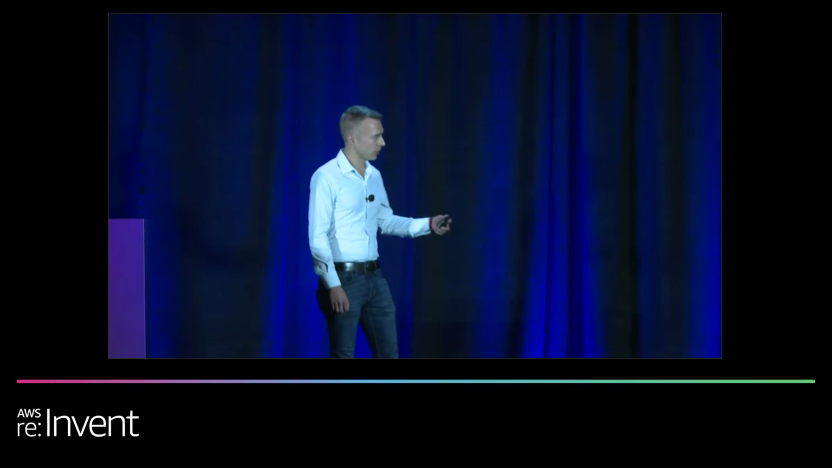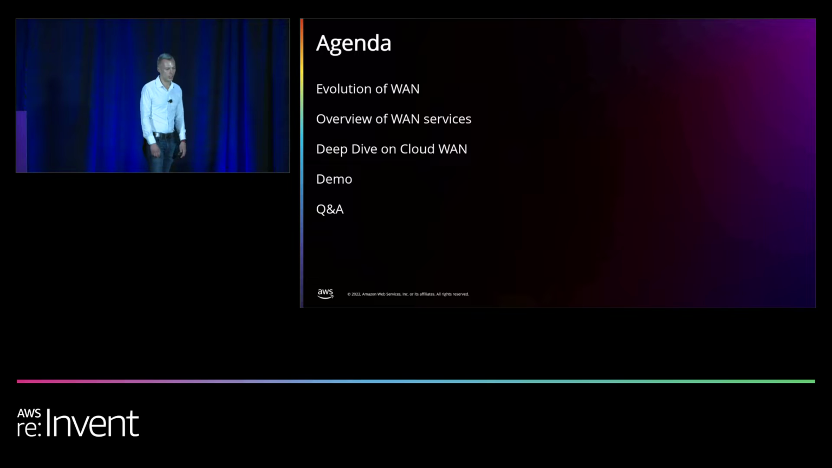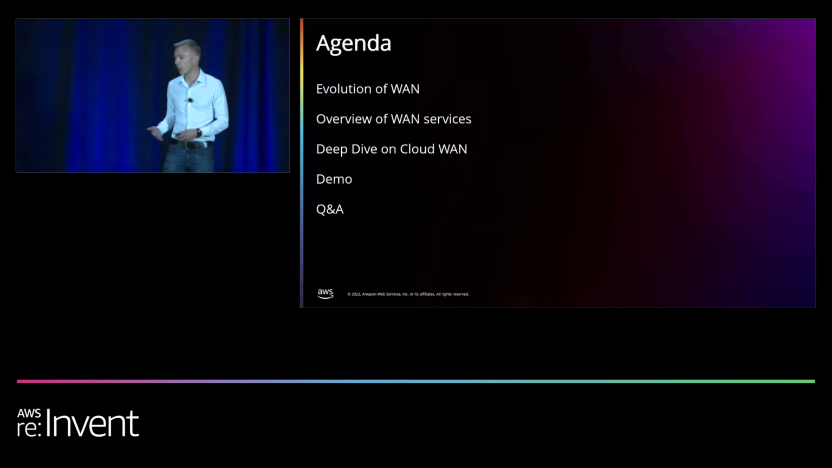So we'll start with a brief agenda, and we're going to talk about the evolution of Cloud WAN and WAN in general and how we got to where we are today. Talk about the AWS services that enable you to build your global WAN. Then we'll deep dive on Cloud WAN specifically, go through a demo, and then answer all of your questions. We're the last session here, so we'll stay as long as there are questions. We'll make sure we get those answered.